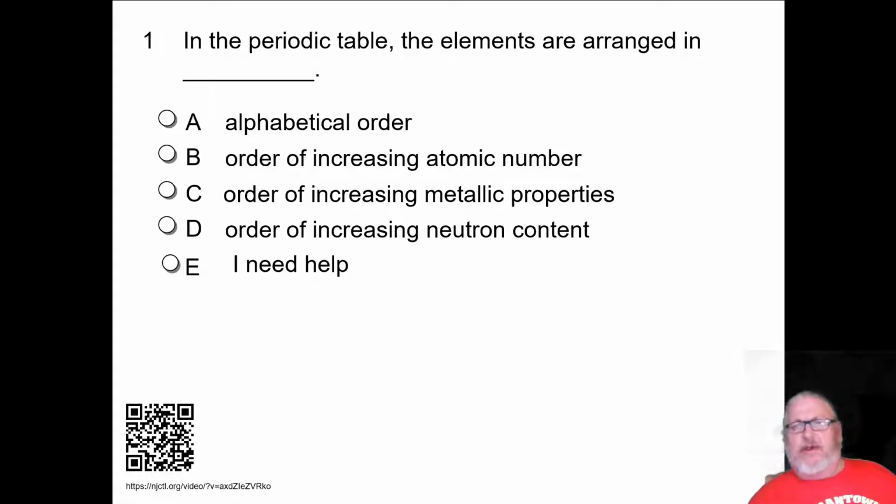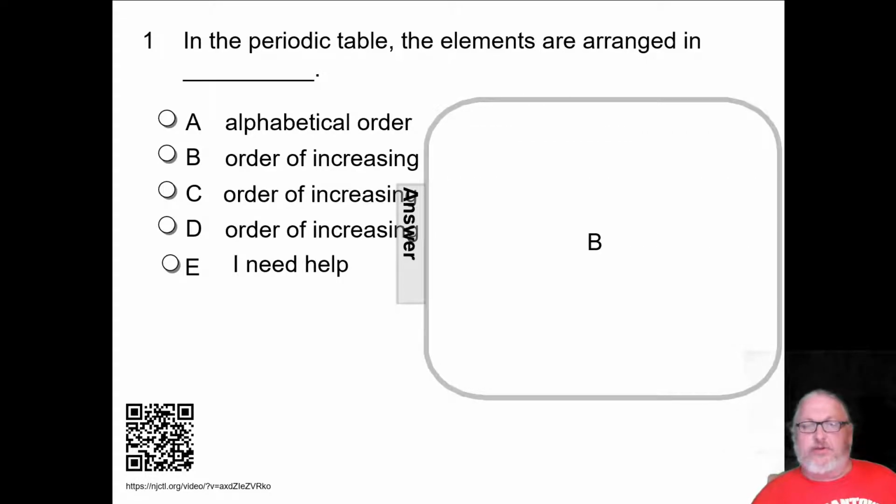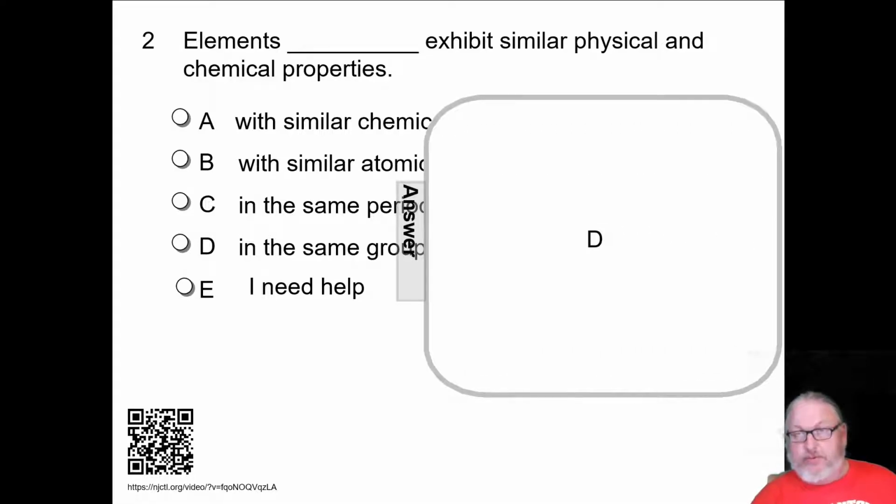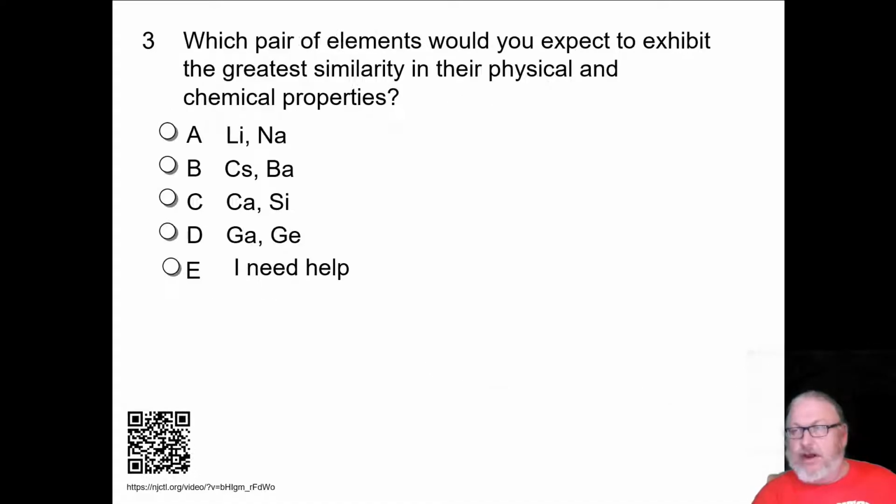In the periodic table, the elements are arranged in what? Give you a second, take a break. Of course, that would be B, the order of increasing atomic number. Next: elements exhibit similar physical and chemical properties. Let's think about that. Pause. And of course, the answer is elements in the same group exhibit similar physical and chemical properties.